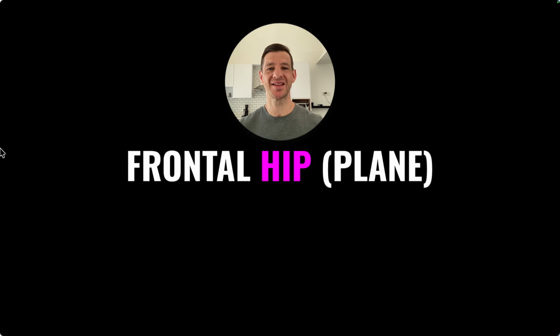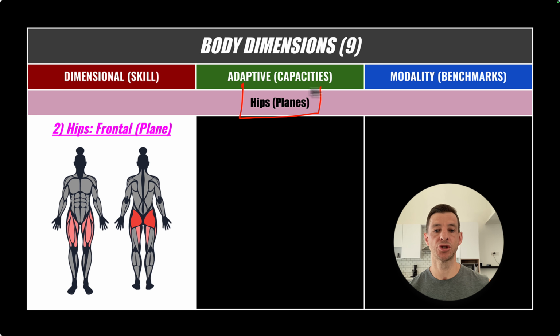This is Lorenzo, and this is the Training Map Taxonomy video series, lesson number 6, and it's on the second dimensional skill, focusing on the hips in the frontal plane. This is the second part of the two-part hip series. The previous video was all about the hips in the sagittal plane. If you haven't watched that video, make sure to go back and watch that. It's going to make a lot more sense.